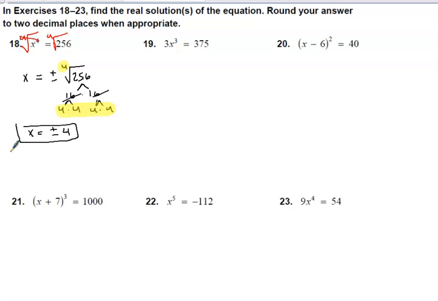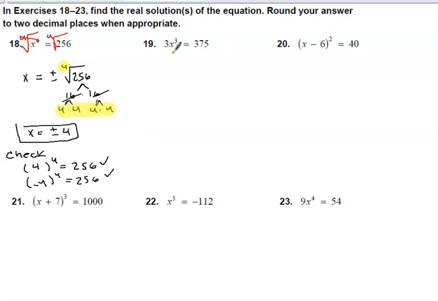To do a quick little check, we are saying that x to the 4th power is 256. We are claiming that positive 4 works, and we are also claiming that negative 4 works. Sure enough, when you punch both of these into your calculator, you will get 256.